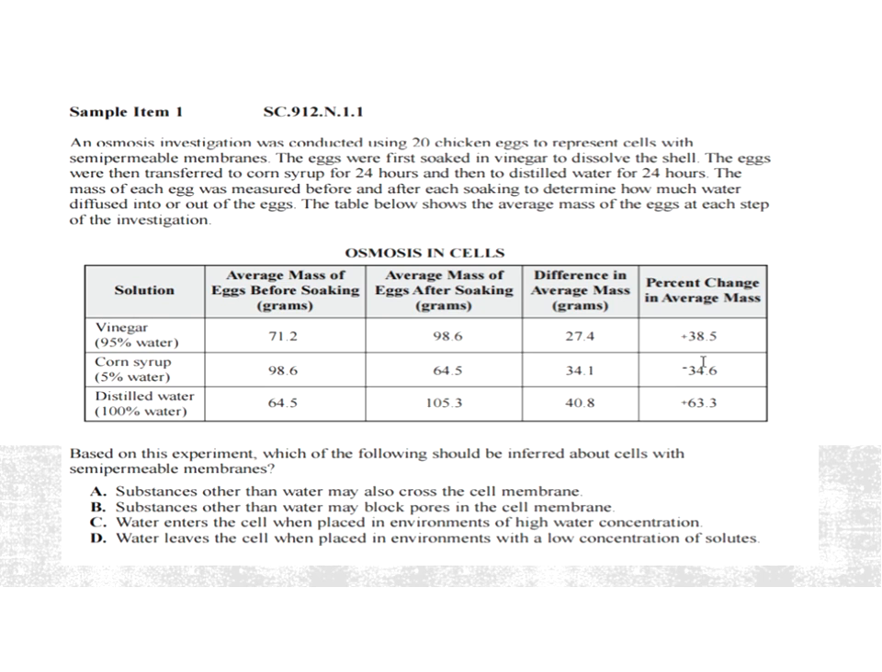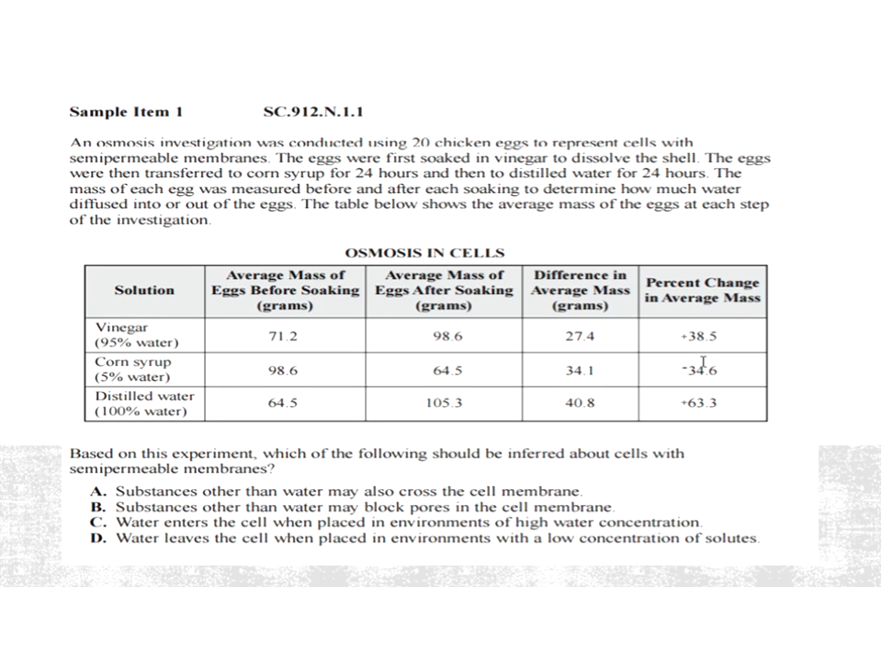This table below shows the average mass of the eggs at each step of the investigation. When it was in vinegar, the average mass of the egg before the soaking was 71.2 grams. After soaking in vinegar, it was 98.6 grams. So the difference in the mass was 27.4 grams, and that increased. Then in corn syrup, the egg was 98.6 grams when it started, and after sitting in that corn syrup for 24 hours, it decreased to 64.5 grams.